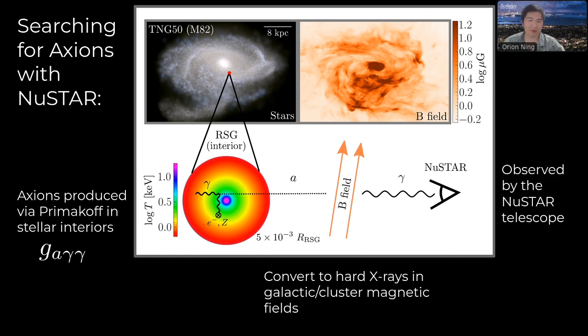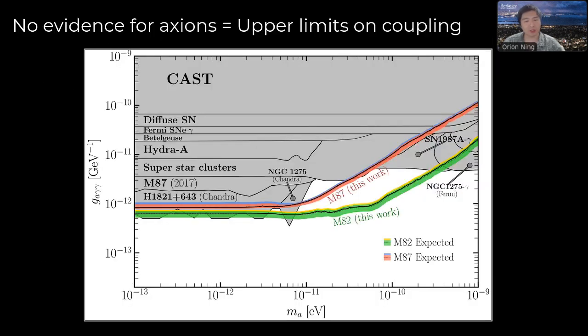We note that the magnetic fields are extracted from analog galaxies found in the IllustrisTNG simulation project, which we discuss more later and show an example of here with a stellar composite image, as well as the corresponding magnetic field of one such analog in the upper half of the figure. Ultimately, with archival NuSTAR data, we find no evidence for axions and instead set robust constraints on the axion-photon coupling.